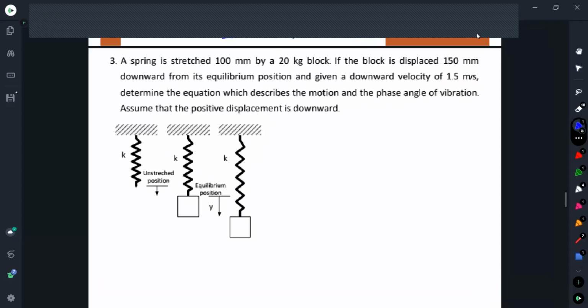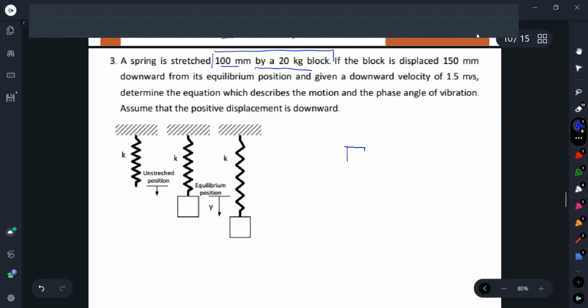We have a spring that is stretched 100 millimeter by a 20 kilogram block. This statement means that the problem gives us the constant k. It is not straightforward, but it gives it to us by using the equilibrium position. So that means, if this is the equilibrium position, right?